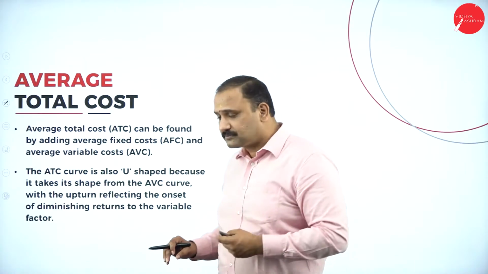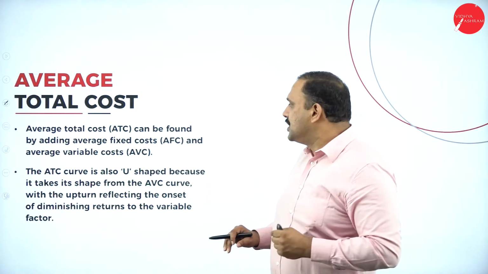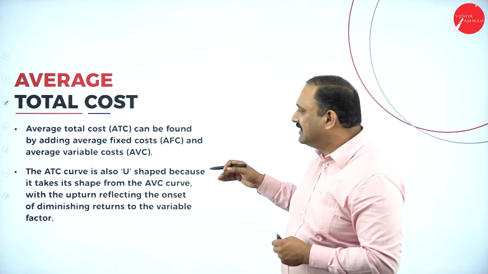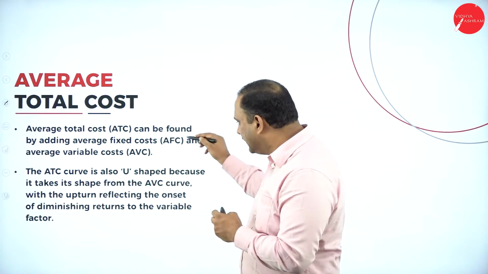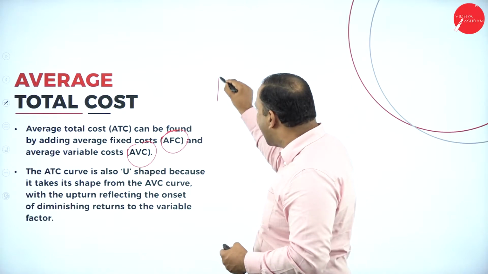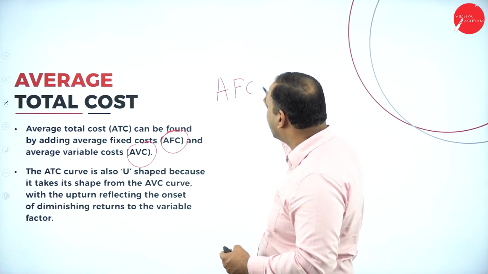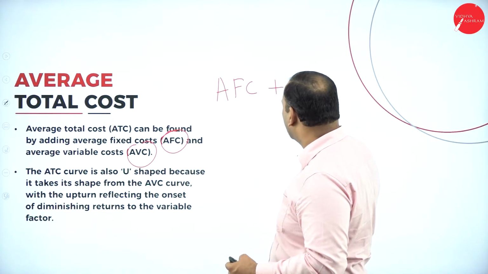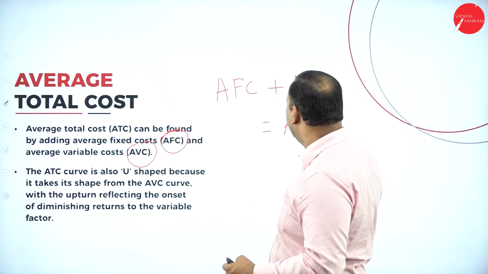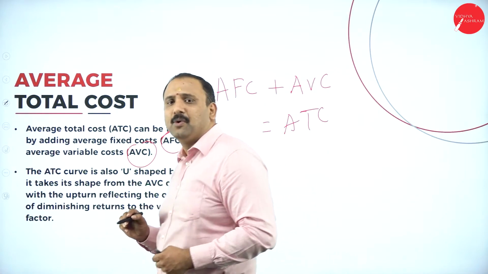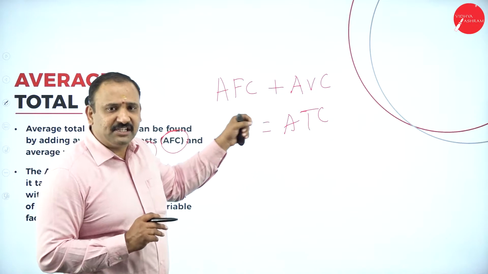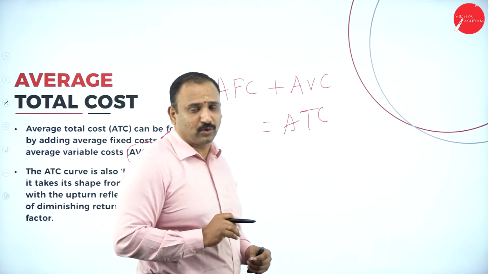Followed by, in the average total cost, we can also see that when we add the factors, I'm going to talk about the AFC and the AVC. So when I add the average fixed cost plus the average variable cost, that will lead me to the average total cost. This is the basic formula that we are trying to understand. So when you see here, AVC plus AFC is equal to the ATC, the average total cost factor.